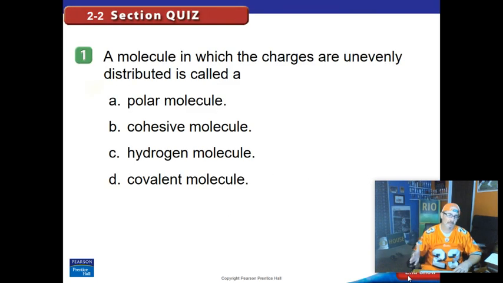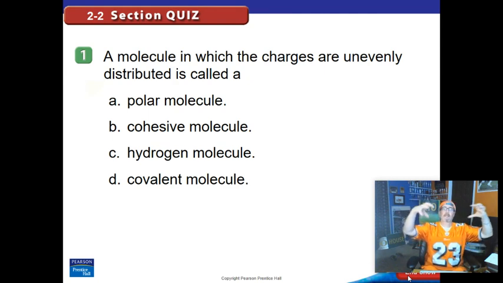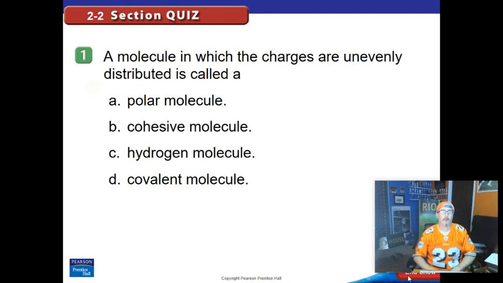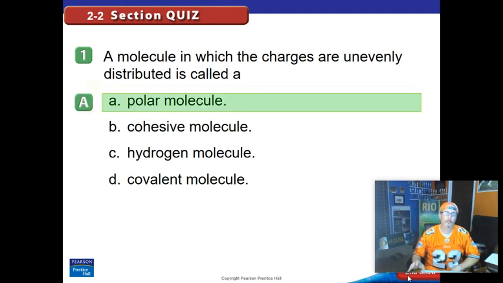Okay. You do not have to write down these questions, although some students do, because you're going to get a test question or two that come from these, not necessarily this PowerPoint. A molecule in which the charges are unevenly distributed. I'll give you a clue. Oxygen has a slightly negative charge. Hydrogens have a slightly positive charge. Water molecule, what do we call that? We call that a polar molecule. And the way that you would say it is that the oxygen atom has a slightly negative polarity, and the hydrogen atoms have a slightly positive polarity.